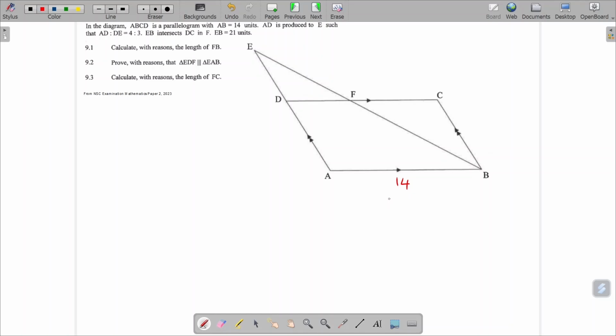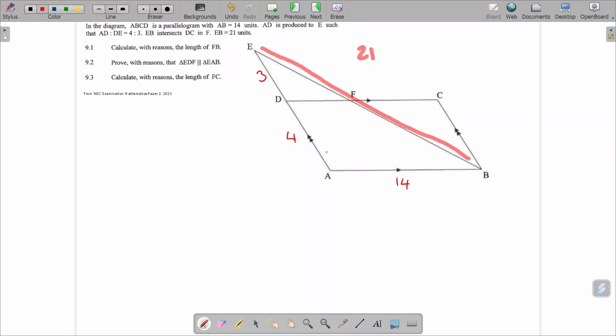We're told that AD to DE is in the ratio of 4:3. And we are told that EB intersects in F. We're also told that this entire length here, which I'm going to mark with a red highlighter, is 21. So I'm going to mark that over there as being 21, albeit slightly out of the way. Okay, calculate with reasons the length of FB.